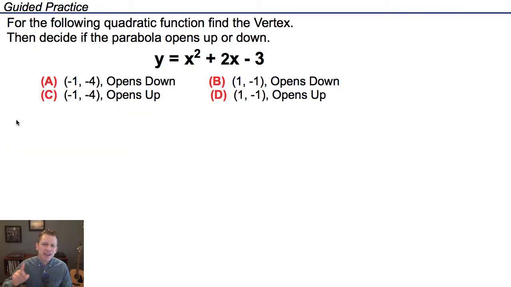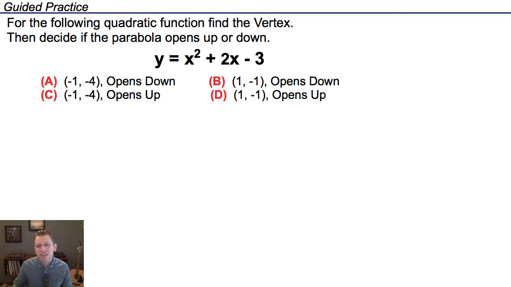We already learned how to find key features of a parabola when we're given the graph, but what if we're given an equation? Could we do these same things? In this question, we want to know what is the vertex of this quadratic function, and if we graphed it, would the parabola open up like a cup or down like a frown?